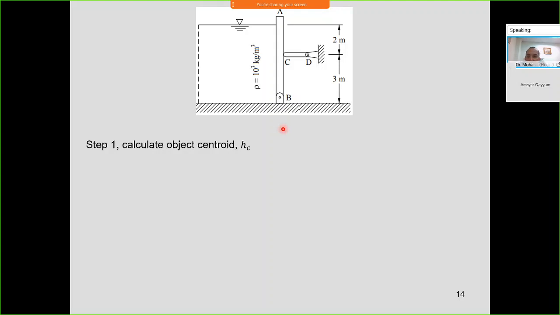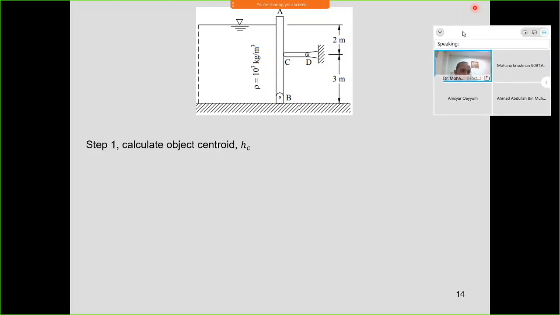So for the solution, still using the simple 4 step. The first is calculate the object centroid. So anybody want to try for this question? Where the centroid for this wall? The total H is 5 meter from the water surface. So for the centroid, where should it be? Anybody?